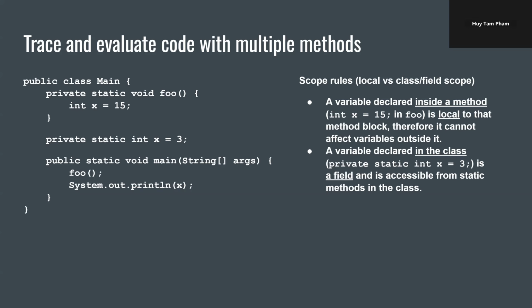And also, by the way, foo doesn't really return anything, so it's not quite meaningful for the foo method to say that. But overall, x equal 15 is only local to foo. The other one is called a field within the main class, and since main is a member of the main class, it can access x equal 3.